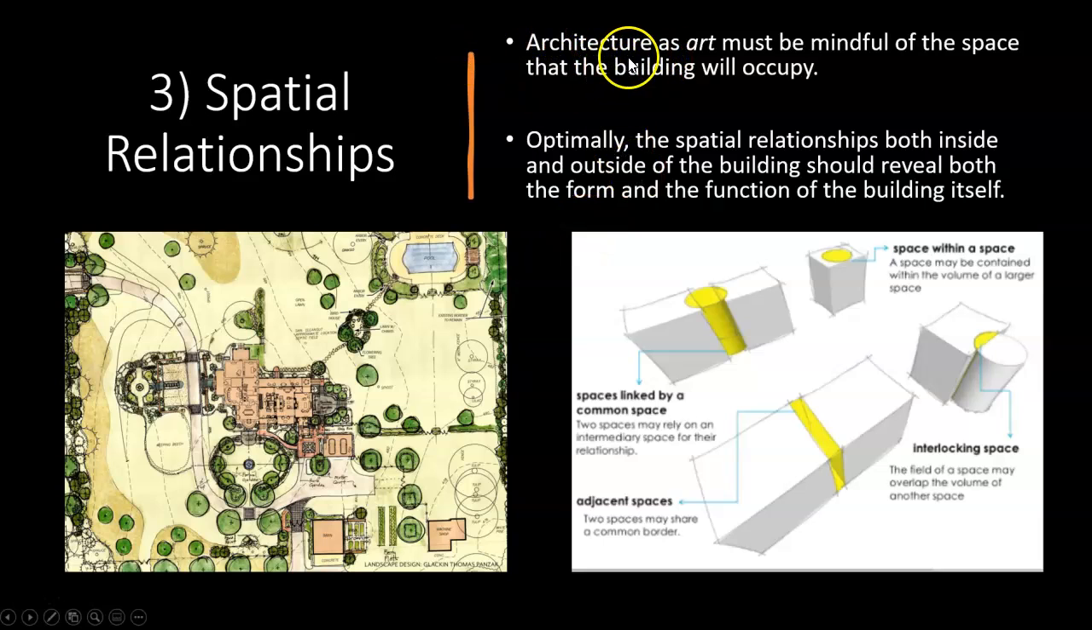An architect, as an artist, has to take into consideration where the building's going to go, how it's going to relate to other structures, both natural and man-made, around them, and try to make them harmonious and beautiful.